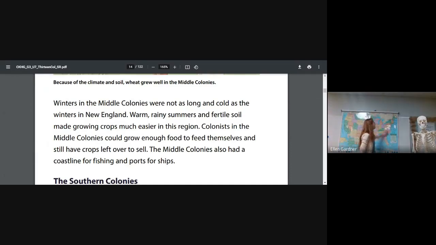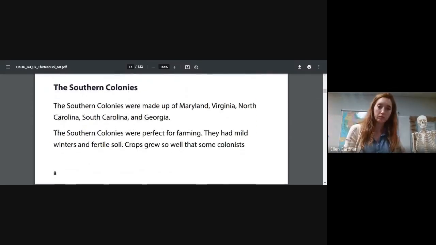So New England had good fishing and good timber, which they could sell off. That was the wood. Now the middle colonies here, what do they have? They don't have as bad of winters, so they can have better crops that they sell off. They have enough that they can provide for themselves and others so that they can become wealthier. And they also have fishing and ports for ships so that allows them to trade more easily.